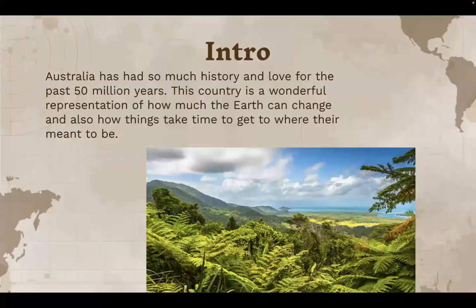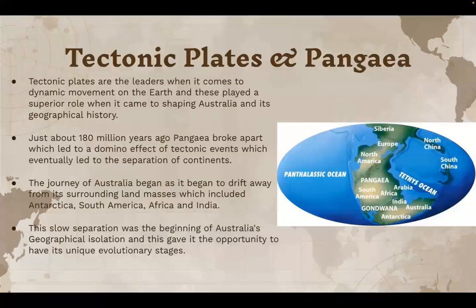Australia has had much history for the past 50 million years, and this country is a wonderful representation of how the earth can change and also how things can take time to get to where they're meant to be. For example, trees take hundreds of years just to even be able to be enjoyed with the shade and the nature and for it to be where it should be.